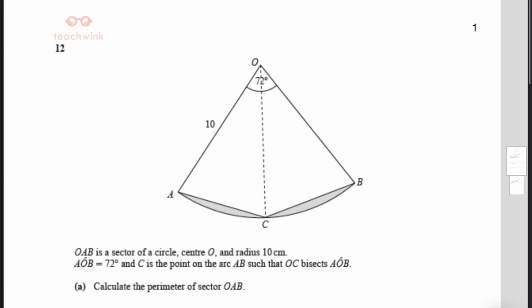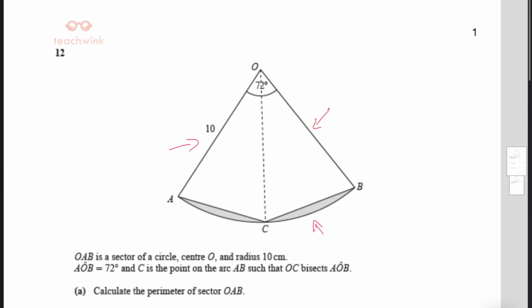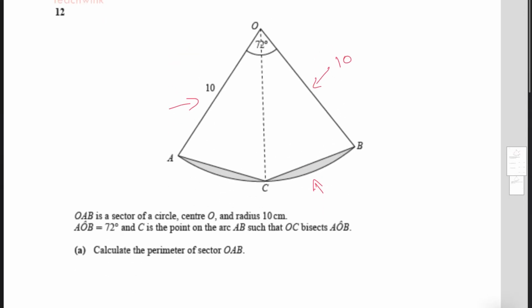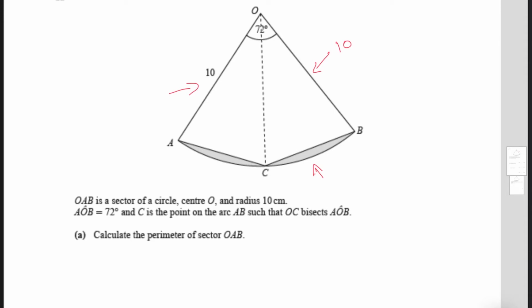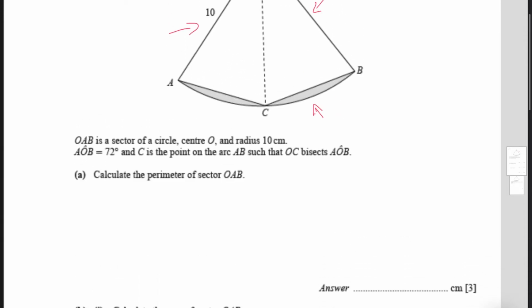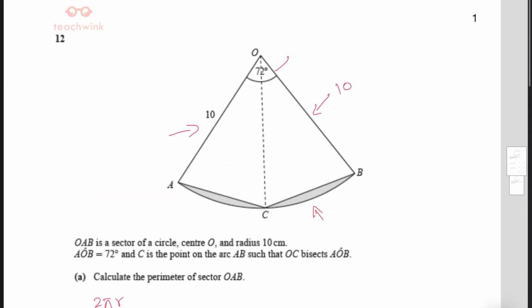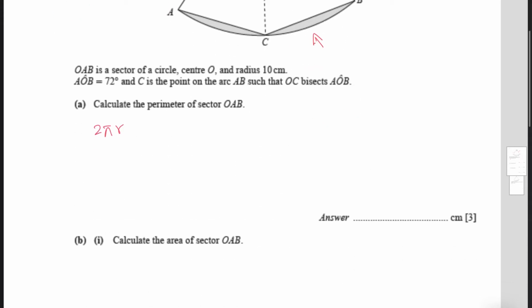That means we need to find the length of this side. We already have the length of this side. We need the length of this side, and we need the length of this arc AB. The length of this side would also be 10, but let's find the length of the arc AB. How do we find that? The formula for the circumference of any circle is 2 pi r. However, this represents only 72 degrees out of the entire 360 degrees of the circle. That means we multiply this by 72 over 360.